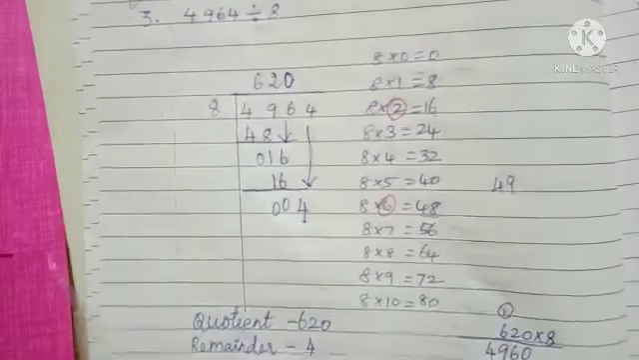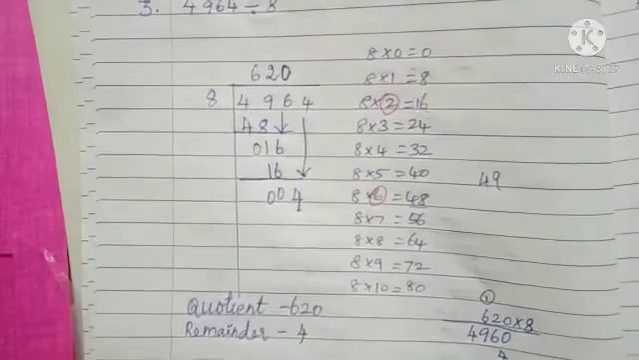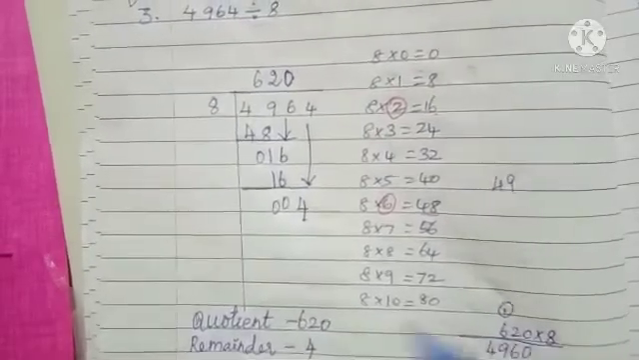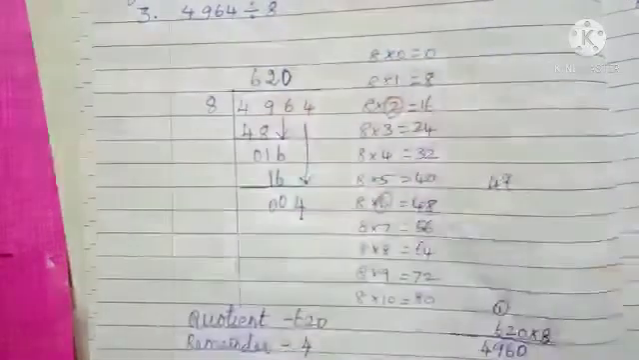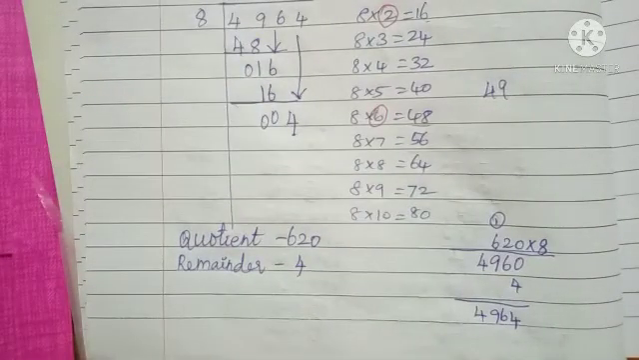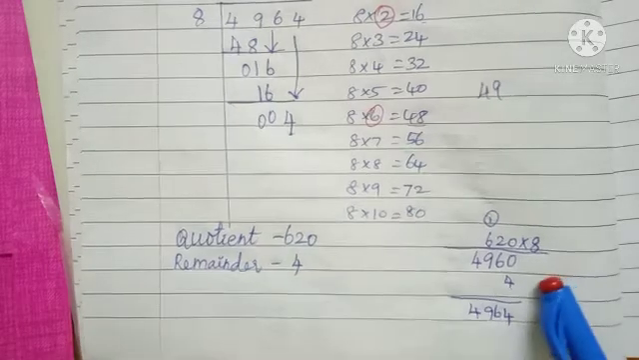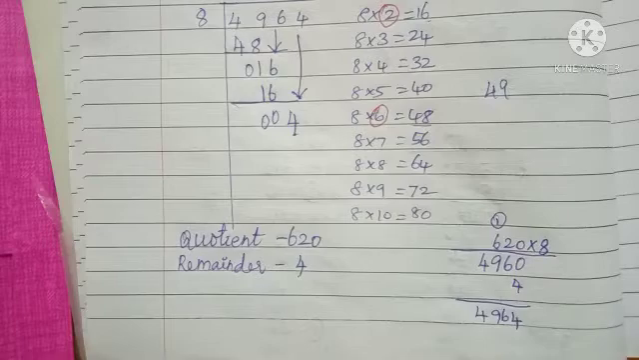Remainder is 4. So adding 4, you get the number 4964. So this is the question. 4964 is in your question. So you find the same answer. So you cross-check by doing the multiplication. Division is the opposite of multiplication. So it is easy to find the answer.